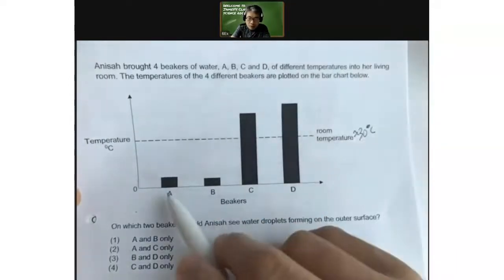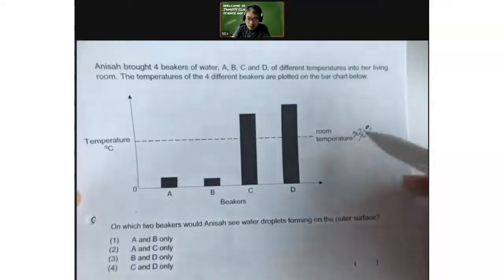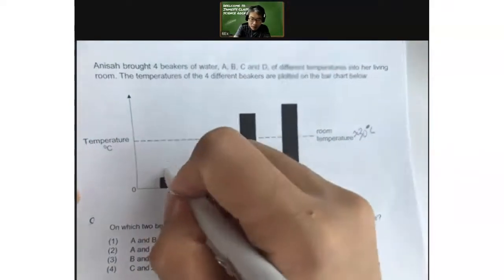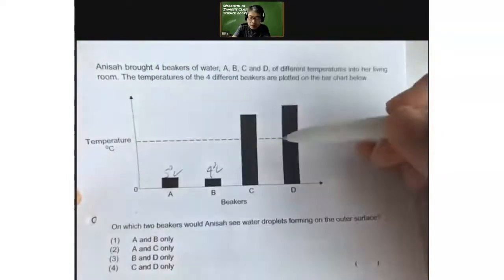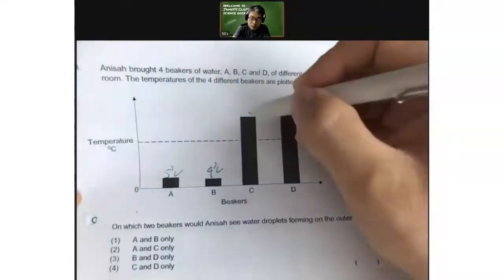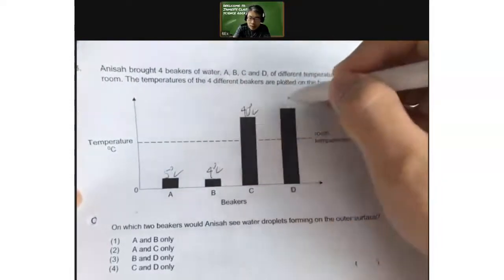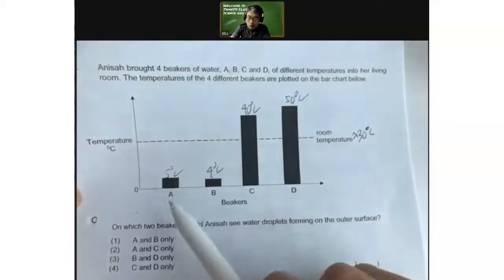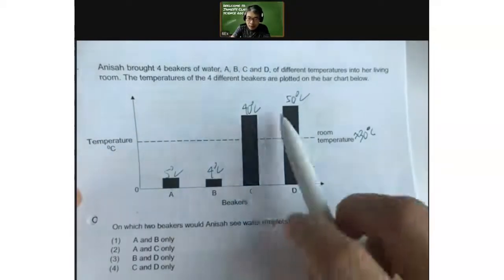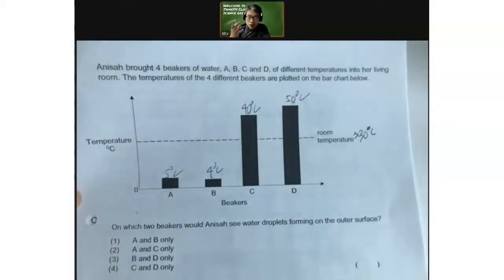Now, some of those are below 30 degrees Celsius. This could be maybe 5 degrees Celsius. This could be maybe 4 degrees Celsius. It is above, so it could be maybe 40 degrees Celsius. This could be 50 degrees Celsius. Are these the exact numbers? No. I'm just putting this number down here for me and for you to better visualize and picture it in your head.